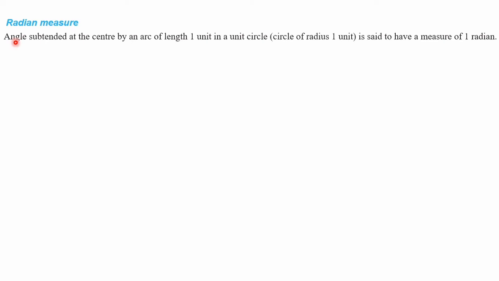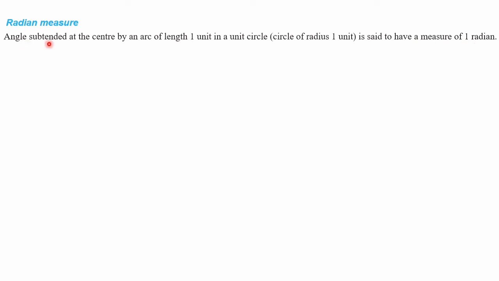Next we shall discuss another new term, that is radian measure. Up to class 10 we have used degrees to write the measure of an angle. So now we are going to use a radian as the unit of the measure of an angle. So that is what here, radian measure, we are going to discuss. Angle subtended at the center by an arc of length 1 unit in a unit circle. Unit circle means circle of radius 1 unit. Is said to have a measure of 1 radian.